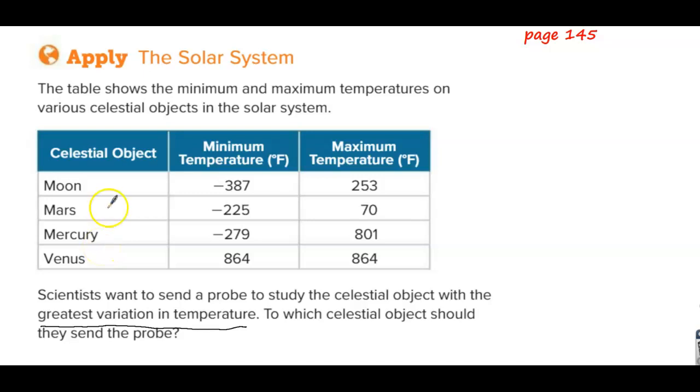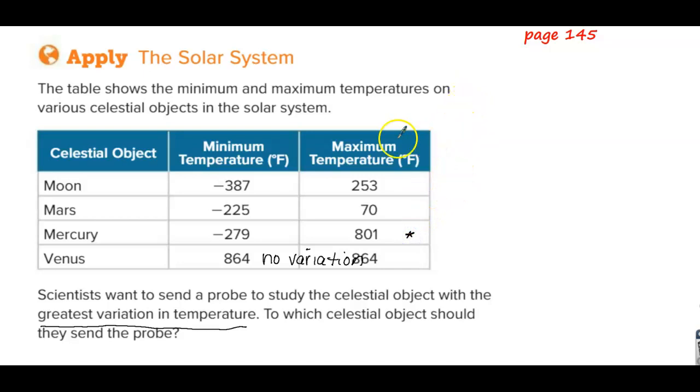from minimum to maximum. Immediately, we know Venus is not going to be a winner here because there is no variation whatsoever. This is exactly the same. It's the same all the time on Venus, and it's pretty darn hot. I don't think I want to go to Venus. But looking at the other three possibilities, my money's on Mercury. Look how high that high temperature is. That's really high. This is the one I think is going to be the winner, winner, chicken dinner.